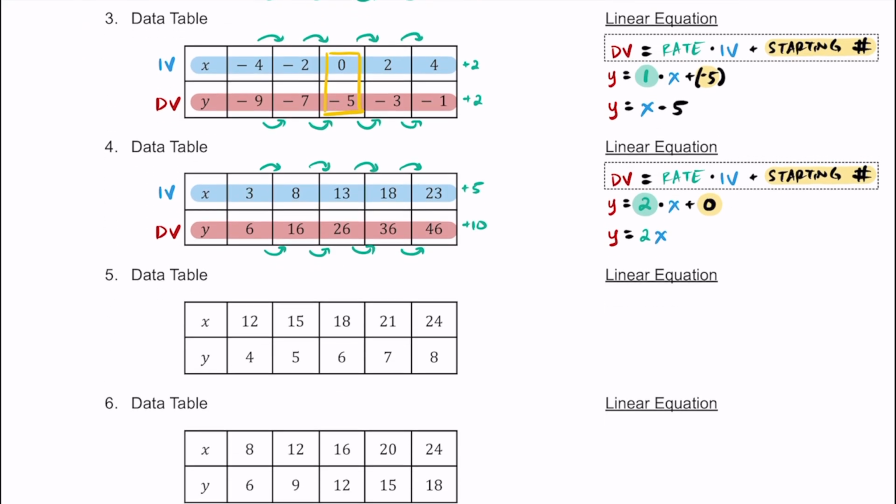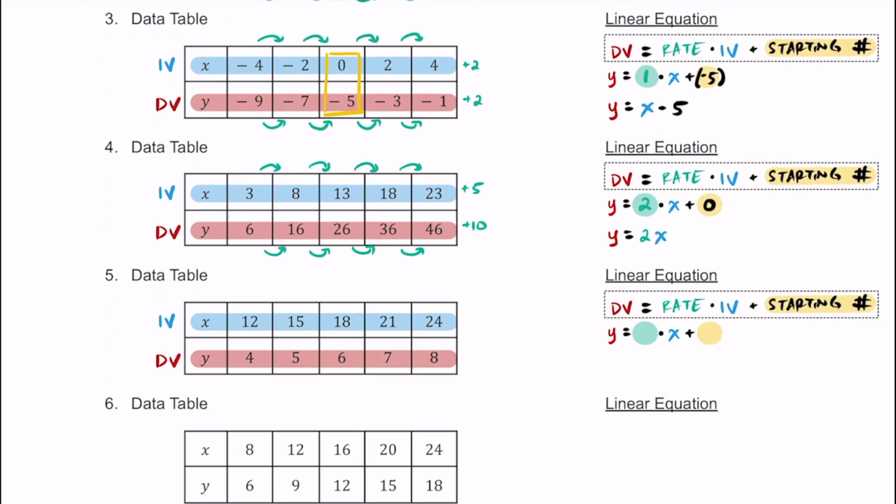Here's number 5. Okay, so here we have everything labeled. Let's start with finding the rate first. So let's see how these y values are changing. It looks like they are increasing by +1 each time. They're getting bigger, so +1. And these independent variable values, or these x values, looks like these are increasing by 3 each time. So it's going to be +3, okay? So to find the rate, that's going to be +1 divided by +3. That's going to be 1/3.